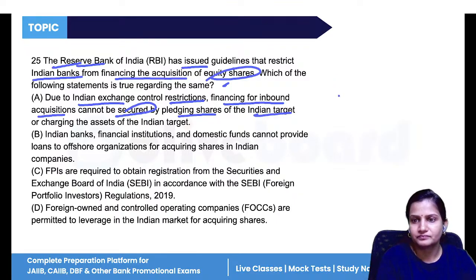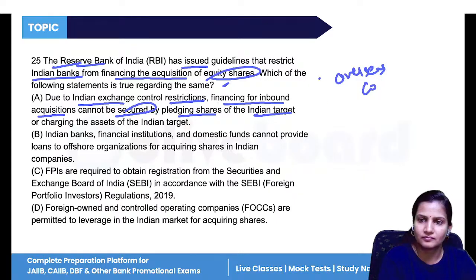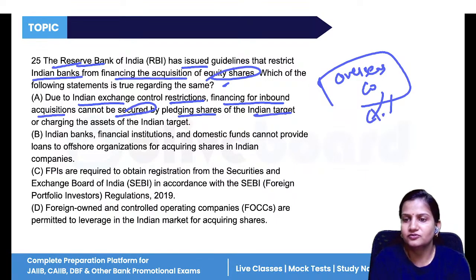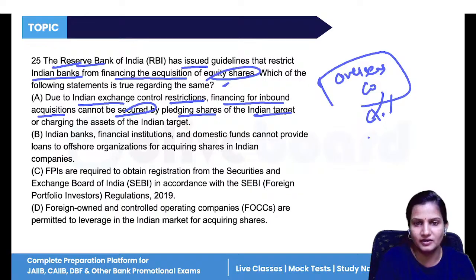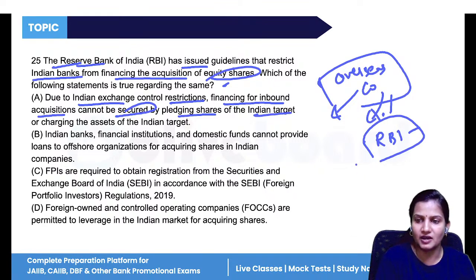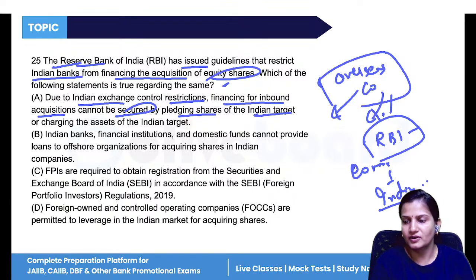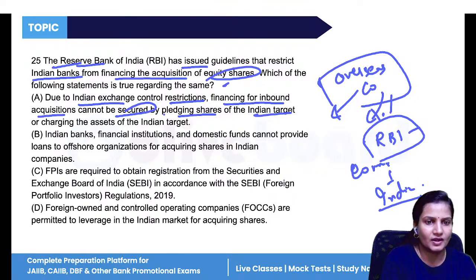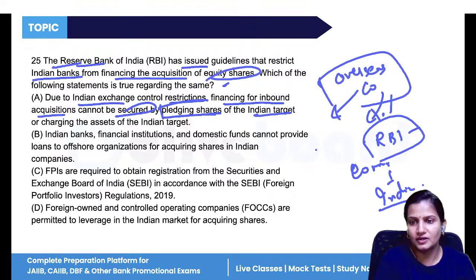Now, if any overseas company wants to invest in India, they have to follow certain rules and guidelines of India also. When they are investing in India, they cannot take help from our own regulatory body, that is RBI, or from our commercial banks. Indian companies are allowed, but foreign companies are not. And they cannot take a loan against securities, or you can say shares.